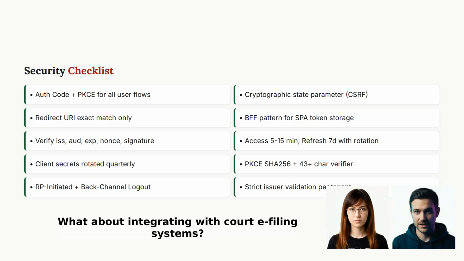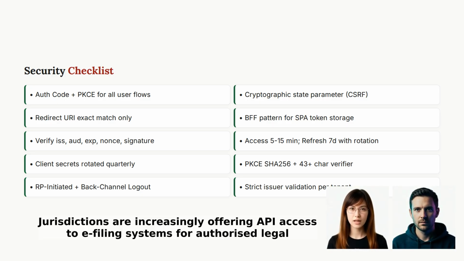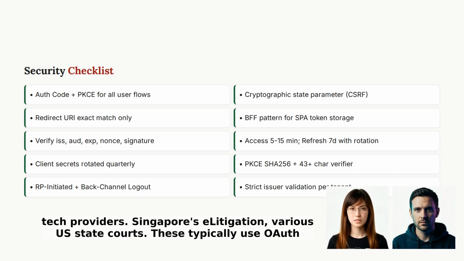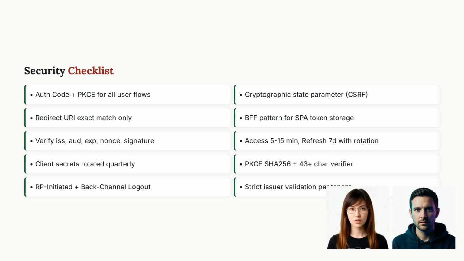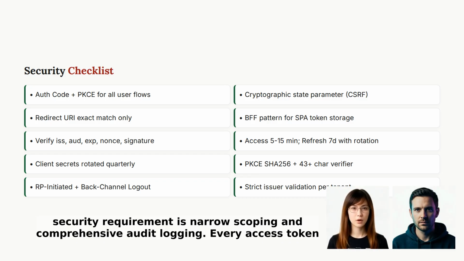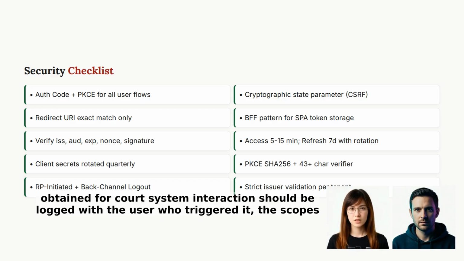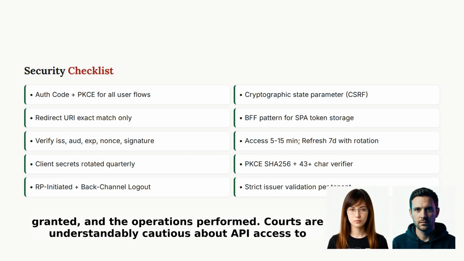What about integrating with court e-filing systems? Jurisdictions are increasingly offering API access to e-filing systems for authorized legal tech providers. Singapore's e-litigation, various US state courts. These typically use OAuth 2.0 with strict scope limitations. Read case status but not file documents, for example. The security requirement is narrow scoping and comprehensive audit logging. Every access token obtained for court system interaction should be logged with the user who triggered it, the scopes granted, and the operations performed. Courts are understandably cautious about API access to their systems.